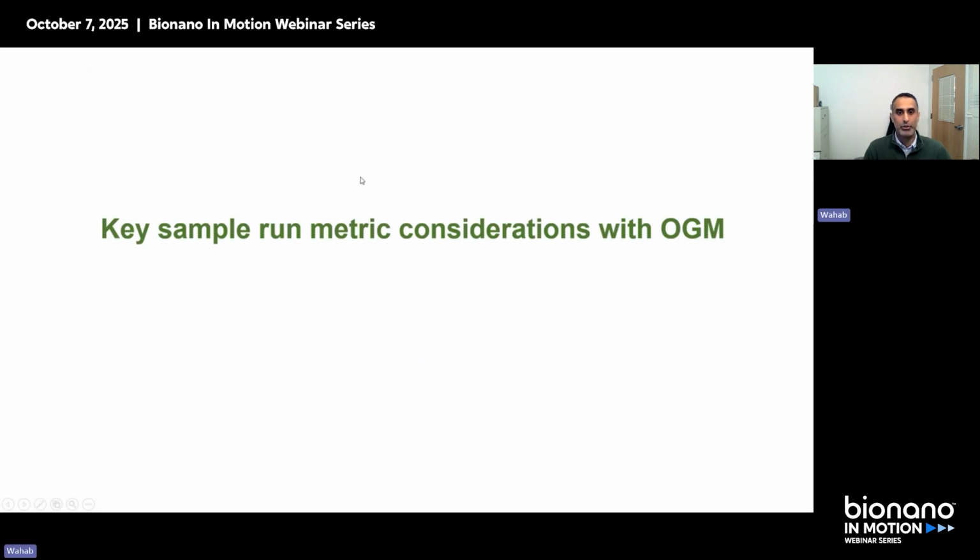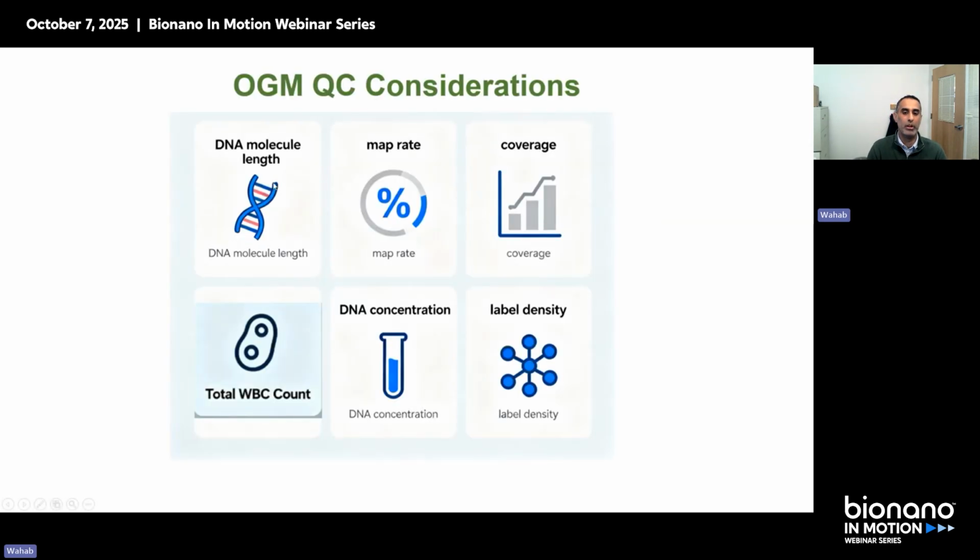So now I'll switch over to key sample run metric considerations with genome mapping, and just to point out, and you may already know this for this crowd, that we're looking at molecule length. We're trying to capture the on-target rate, the coverage, as well as the label density. And prior to that, during the initial wet lab procedures, the critical QC stop points for us at least are, how much of the white blood cell count that we're getting, the total white blood cell count, the concentrations being recovered post extraction and then post cleanup and labeling, and then we remeasure again as we go forward.